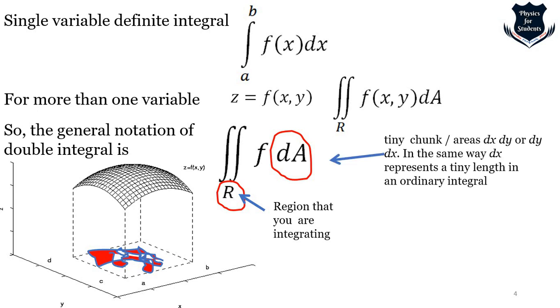This portion dA is the tiny chunks of area, dx dy or dy dx, in the same way dx represents a tiny length in an ordinary integral. So this is just to show you the concept that we are building, how we move from a single integral to a double integral, and why we use the double integral to find the volume under this surface.